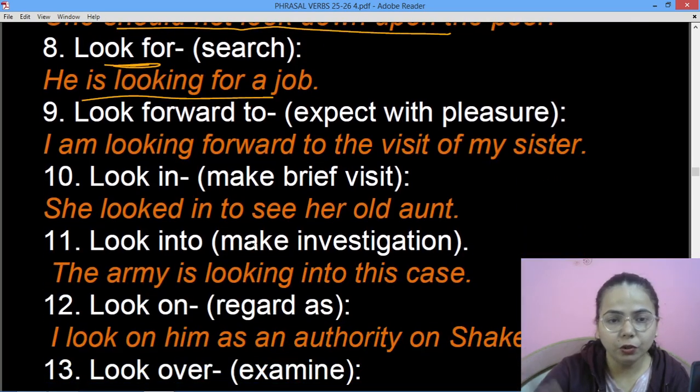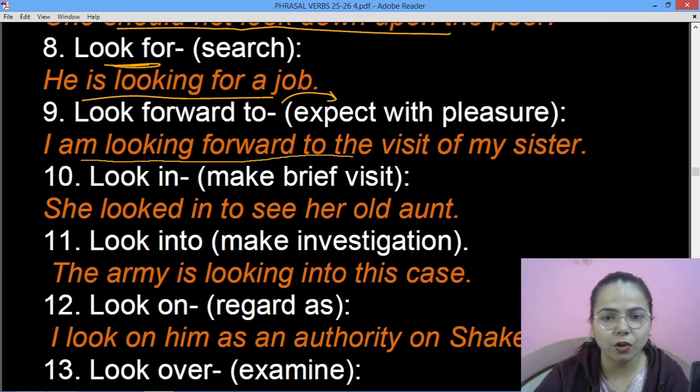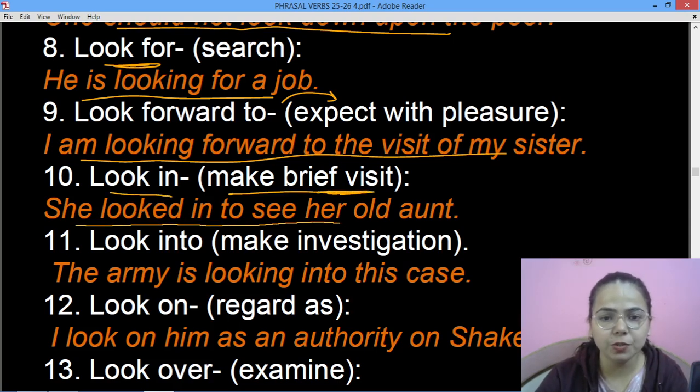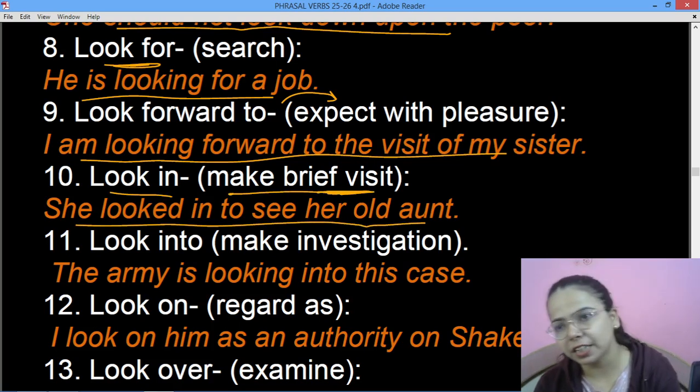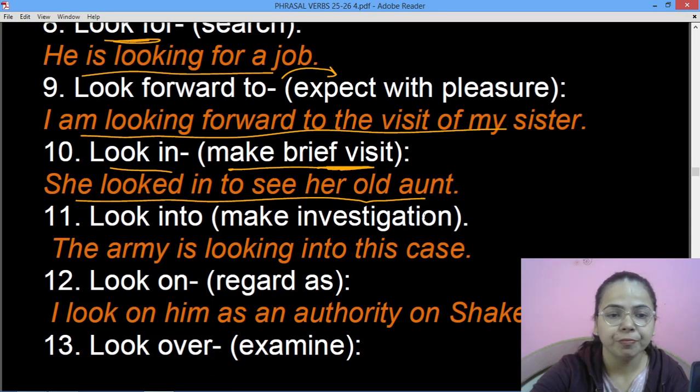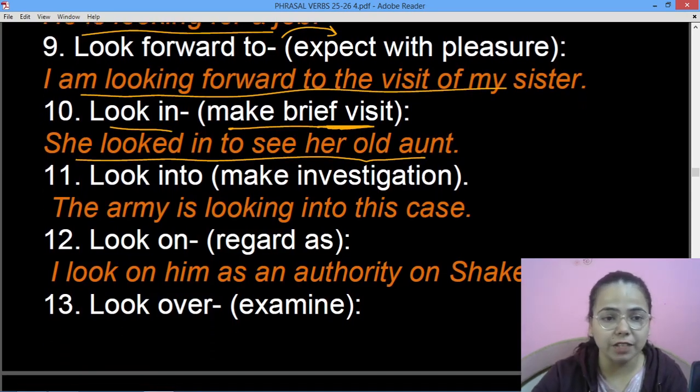Then look forward to, you are expecting something with pleasure. I am looking forward to the visit of my sister. Look in, make a brief visit. She looked in to see her aunt, which means she just peeked in and then left. Then look into means to investigate. This is important and it usually comes also.